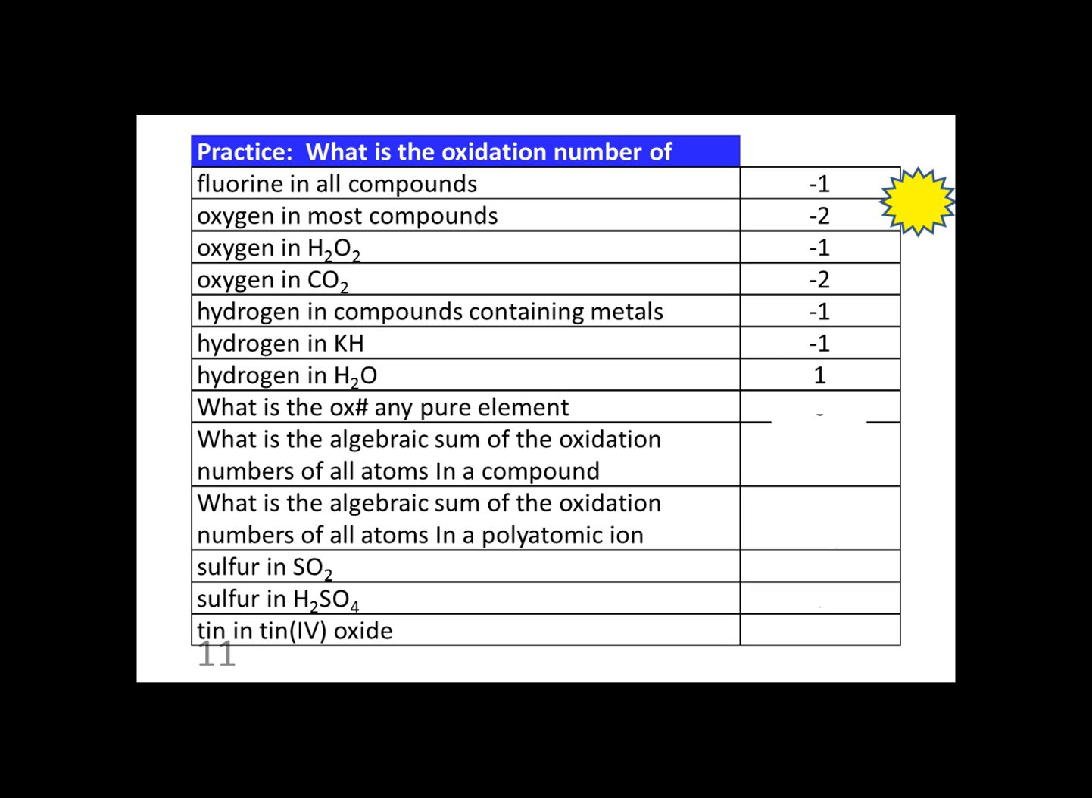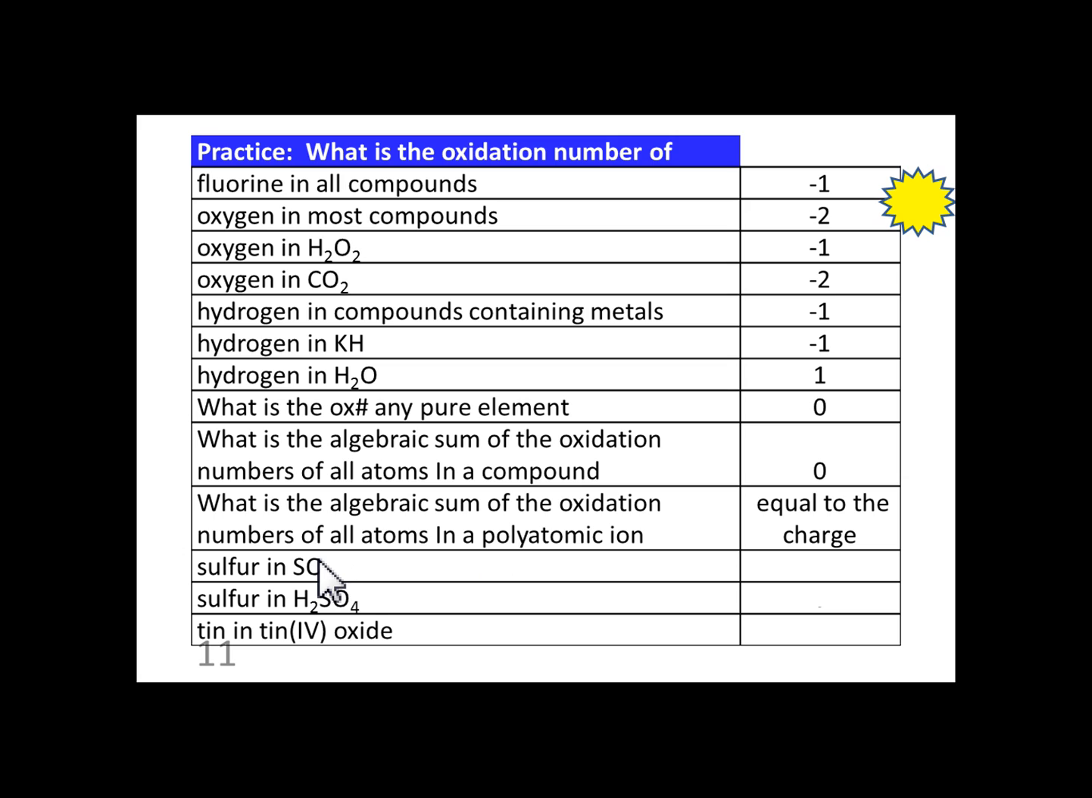What is the oxidation number in any pure element? Well, it's 0. What is the algebraic sum of the oxidation numbers of all atoms in a compound? That's 0. What is the algebraic sum of the oxidation numbers of all atoms in a polyatomic ion? Well, it's equal to the charge.